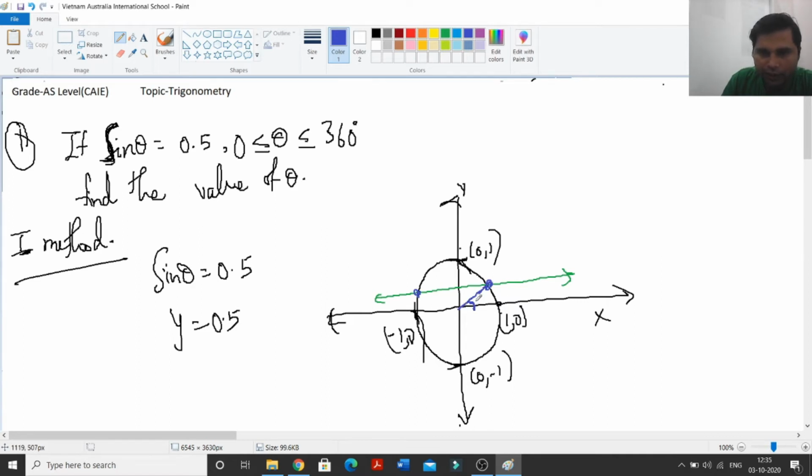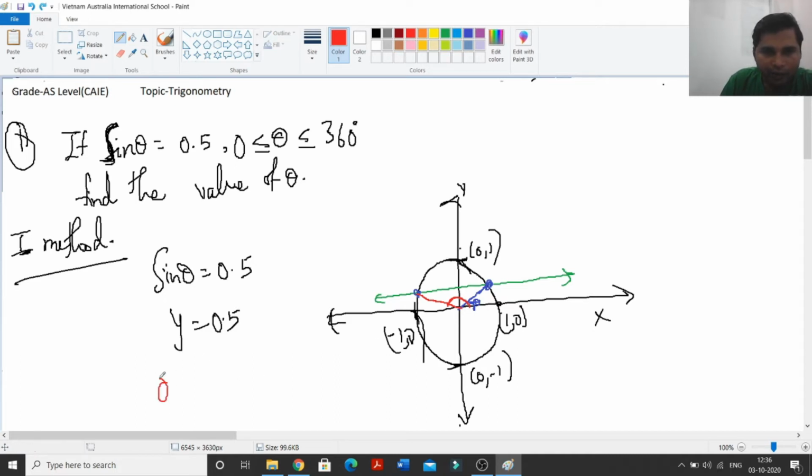This is the first answer, theta, that you will get in the first quadrant. And the other value of theta will be this. So there will be two values, as we already knew: one in the first quadrant and the second solution in the second quadrant. So these are the two values. Now how will we find the two values?